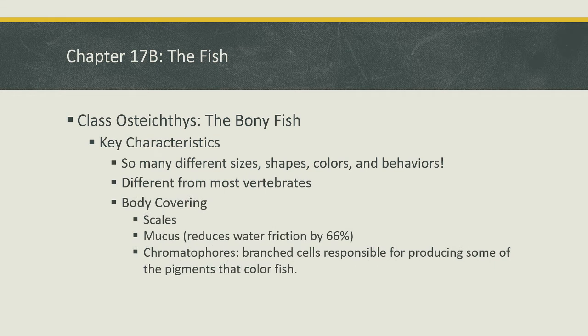So then body covering. And we mentioned scales already. Scales give a certain amount of structure and protection to the outside of the fish. But then outside the scales, most fish secrete a type of mucus that covers their body. And different studies have shown that the mucus can reduce water friction by about 66%.